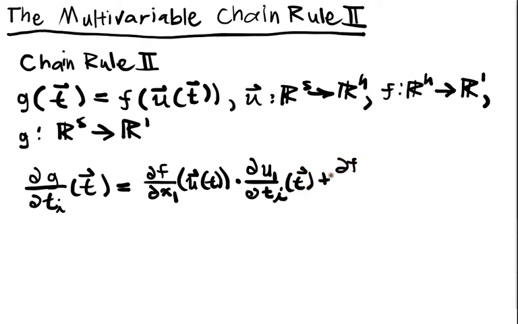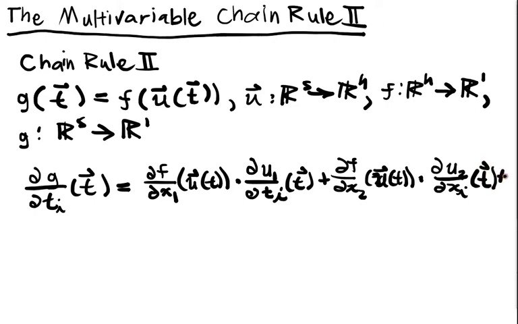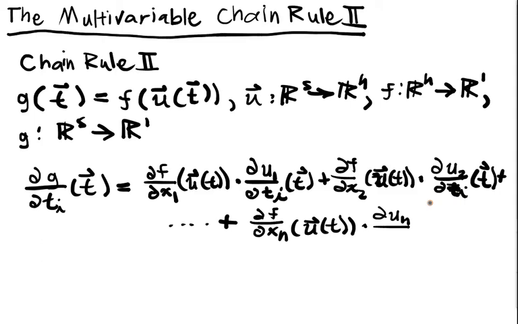plus the next term is going to be df/dx2, derivative of f with respect to the second coordinate. It'll still take u of t as its argument, and I multiply, not dot product, these are both scalar quantities, du2/dt_i of the parameter vector, plus, keep going down the line, up to the nth coordinate, df/dxn of u of t times du_n/dt_i of t. And that's our second chain rule.